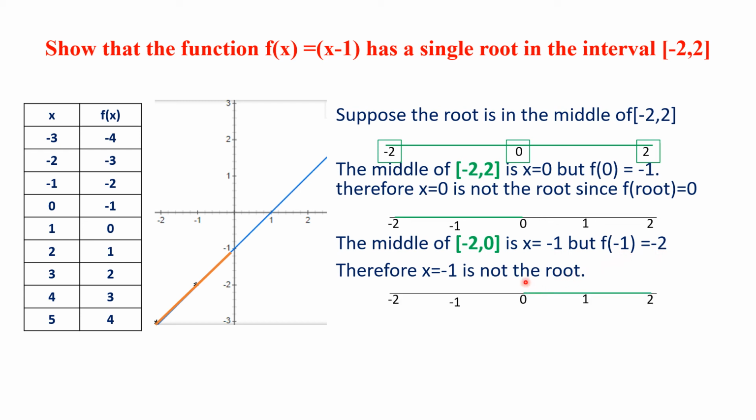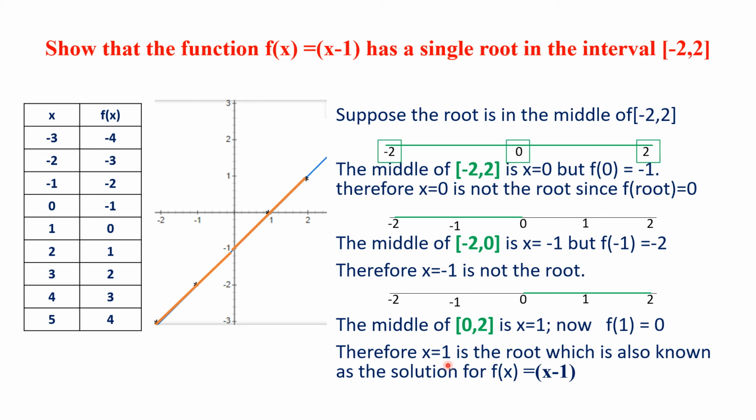Let's move on to the right hand side and examine the middle point. The middle point between 0 and 2 is x equal to 1. Now f of 1 equal to 0, because right here we have f of 1 equal to 0. So this proves that x equal to 1 is the root, which is also known as the solution for the function f of x equal to x minus 1. Let's go ahead and take a look at another example.